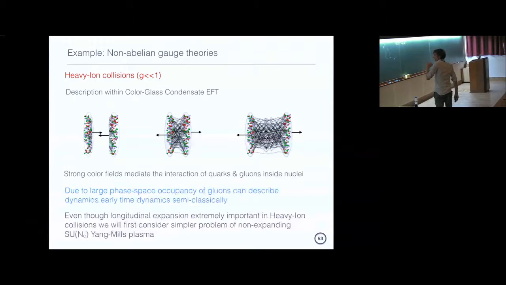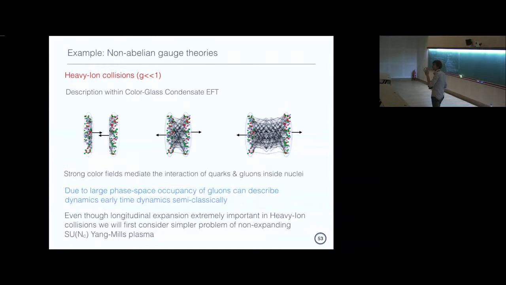Now, I should make an important point here: one very important aspect of studying this problem in heavy ion collisions is that immediately after the collision, the system is subject to this rapid longitudinal expansion in the beam direction, okay? And so that really plays a super important role in understanding the properties of what is going on during the early stages of heavy ion collisions.